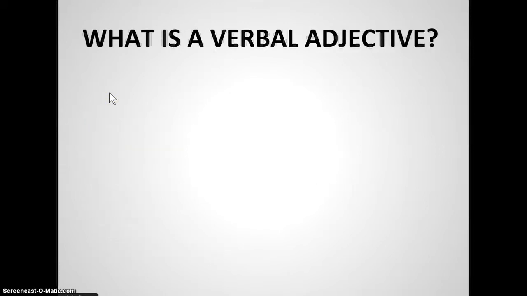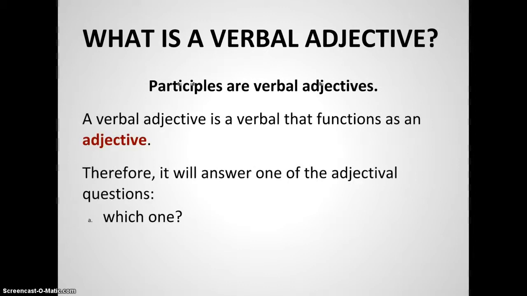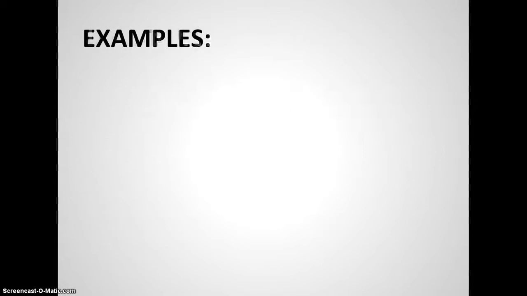Now that's important because participles are verbal adjectives, verbals that function as an adjective, which means that we will expect a participle to answer one of these questions. Which one? What kind? How many? And a participle always modifies some noun. While in contrast to that, a gerund is a noun. It's functioning as a noun or a substantive.